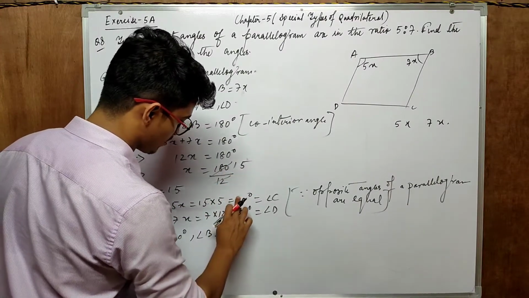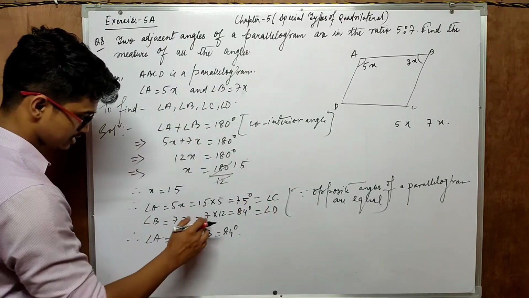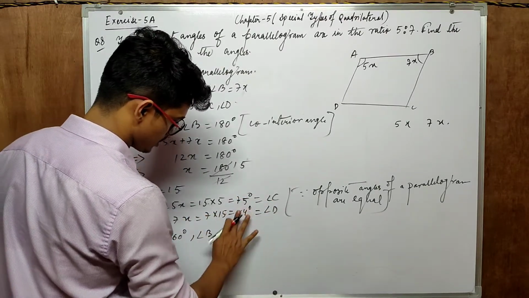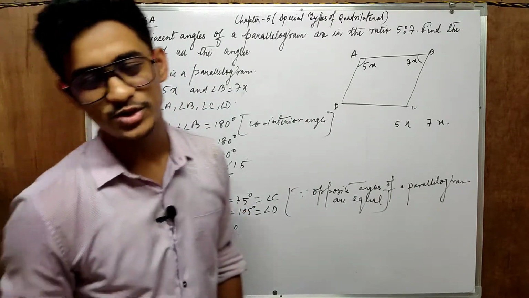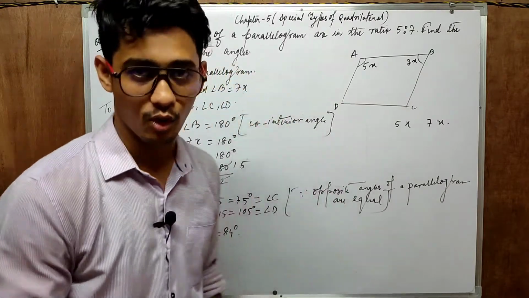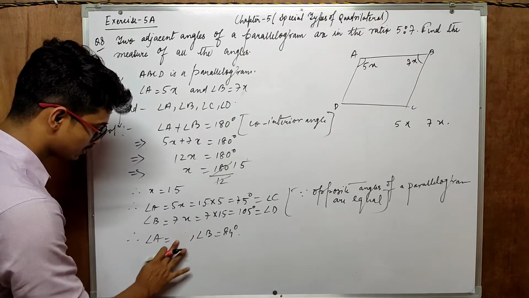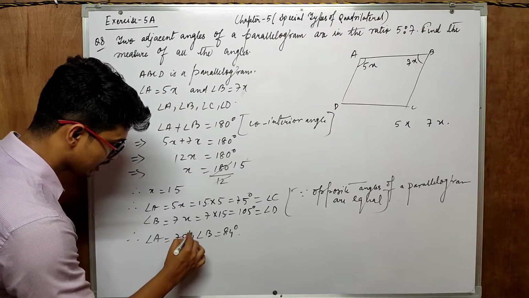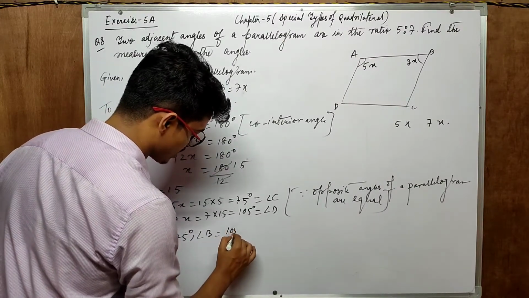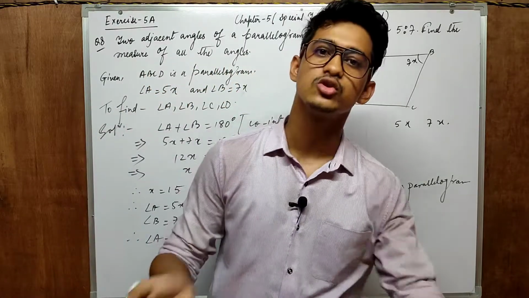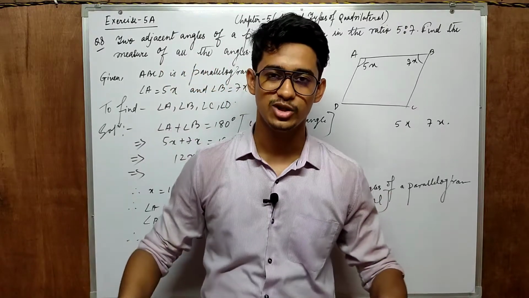So 15 into 5 is 75, and 7 into 15 is 105. There is a mistake that I made, right? Teachers can also make mistakes, nobody is perfect, and that is also the proof. So 75 degrees, then 105 degrees. If I wanted, I could edit this part, but I want to show you that teachers can also make mistakes. There is no other way to prove it than by actually showing it.